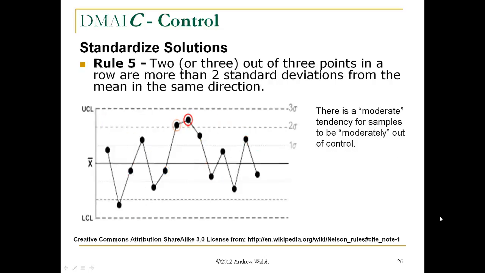Rule 5, 2 out of 3 points in a row are more than 2 standard deviations from the mean in the same direction. And this is a moderate tendency for samples to be moderately out of control. At 2 standard deviations is 95% of the data. And at 1 standard deviation, it should be 70% of the data. So once you're outside of 2 standard deviations, you've exceeded where 95% of the data should be. Yes, data should fall out there periodically, but not 2 or more in a row.